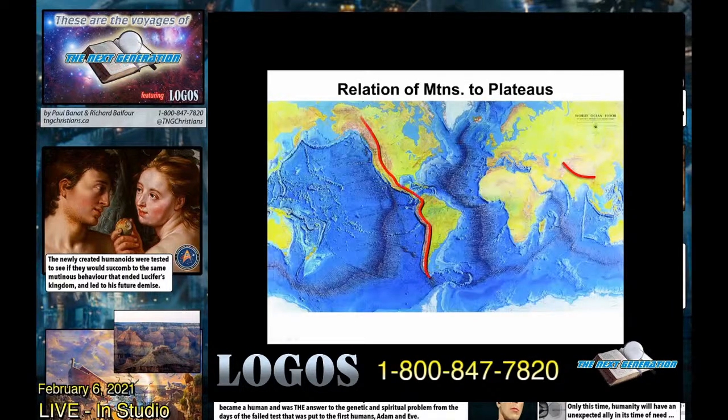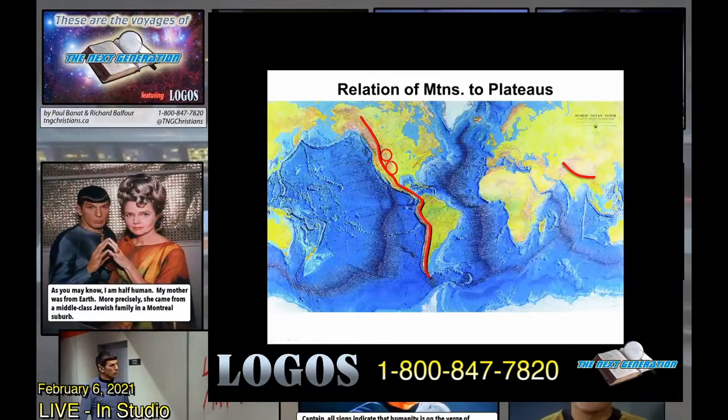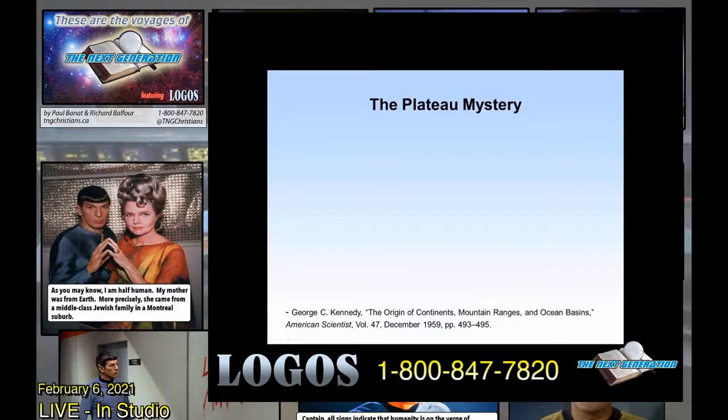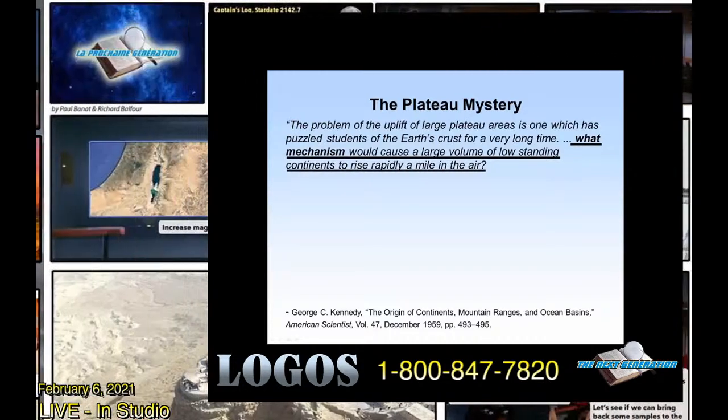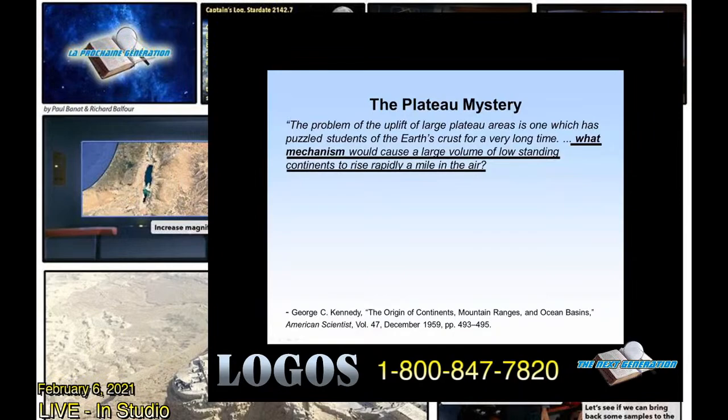Large plateaus are found adjacent to large mountain chains. The Colombian, Colorado, and Himalayan plateaus all lie next to thick, massive mountain ranges. Geologists like Professor George Kennedy recognize the puzzle presented when attempting to explain observation by physical means. He asks, what mechanism would cause a large volume of low-standing continents to rise rapidly a mile into the air?